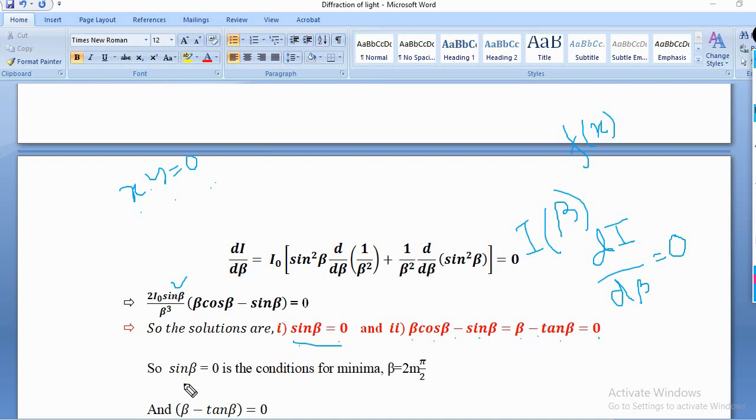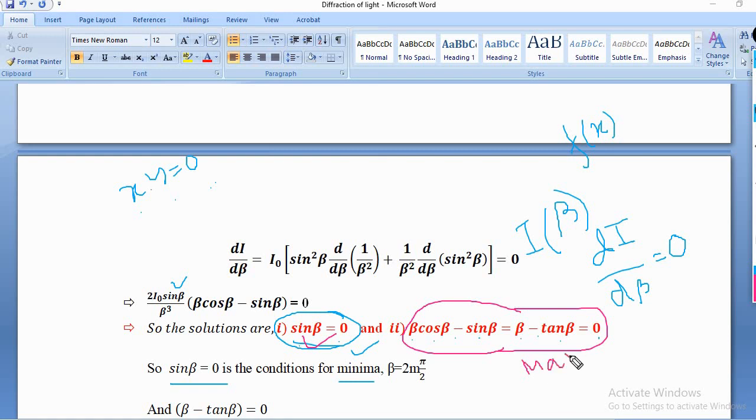Now when sine beta is equal to 0, we have already checked this. Sine beta is 0 means beta values are 2m pi by 2, or m pi. Obviously, this is the position for minima. If this gives us the case of minima, obviously the other will give the case of maxima.